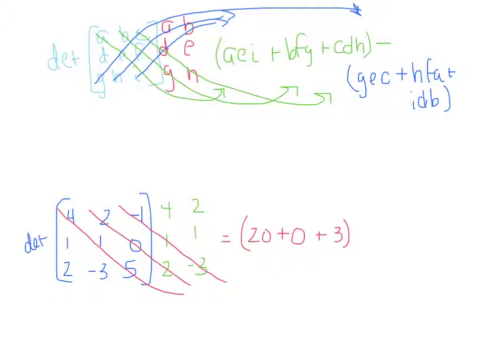And then it's going to be minus, and now we're coming up the other way, 2 times 1 times negative 1 is negative 2, plus negative 3 times 0 times 4, that's 0, plus 5 times 1 times 2 is 10. So this is going to be 23 minus 8, which is 15, and that's the determinant of that matrix.